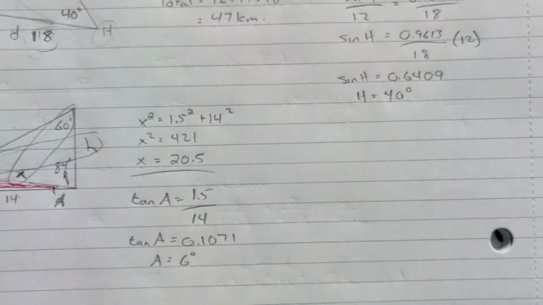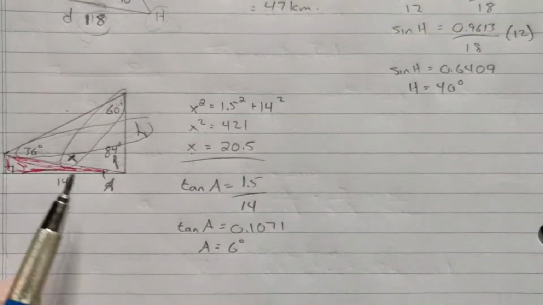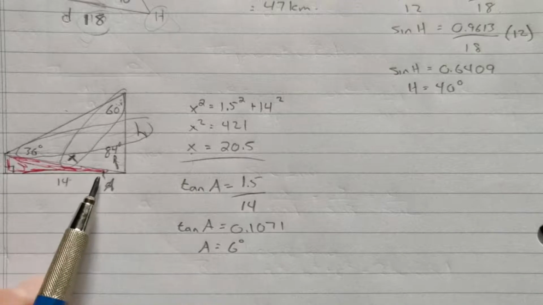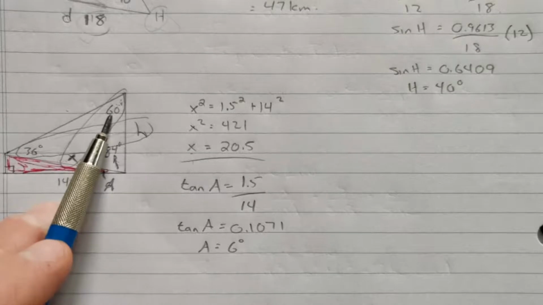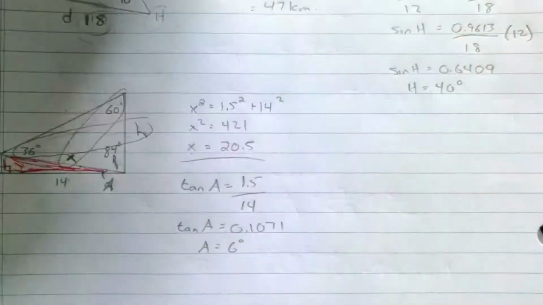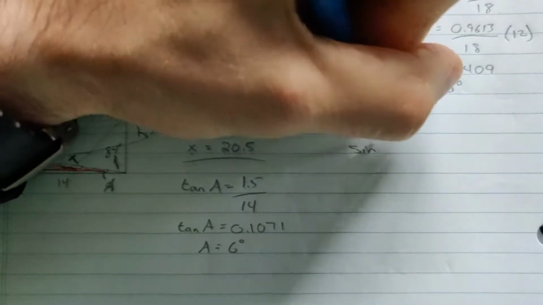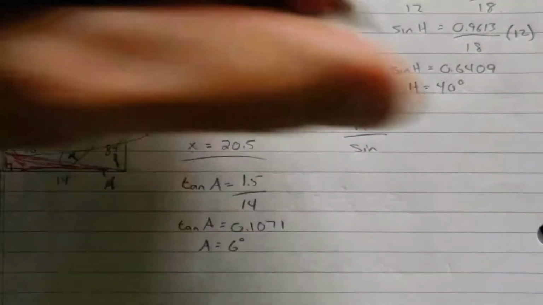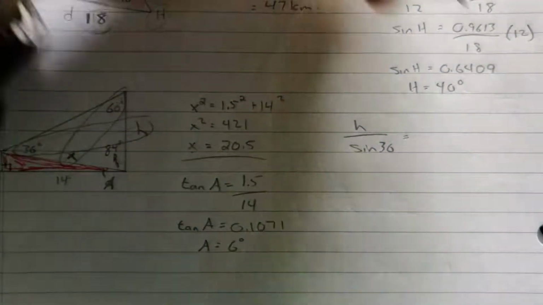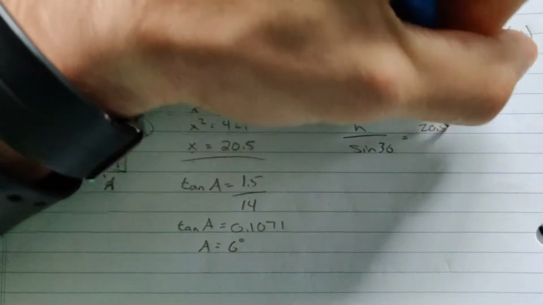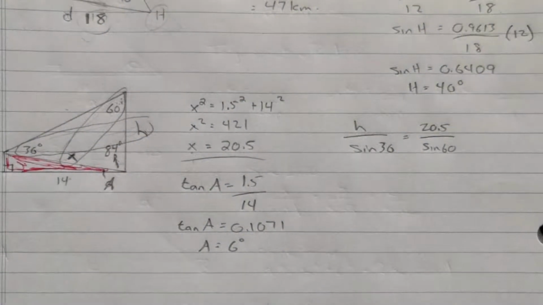So I've done that Pythagorean theorem to find this little x here. I've used the tan ratio to find that little angle there, which gave me that angle, which allowed me to find that angle. And now I can use the sine law. So I'm going to have h over sine 36 equals, the x was 20.5 over sine 60. Here's my ratio.